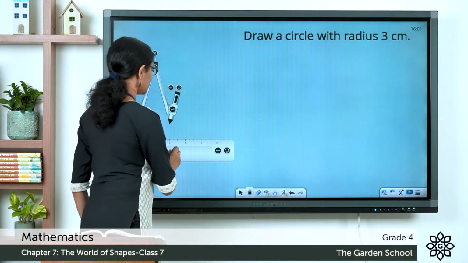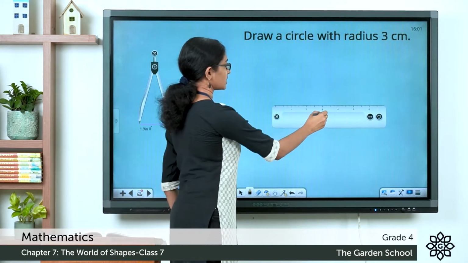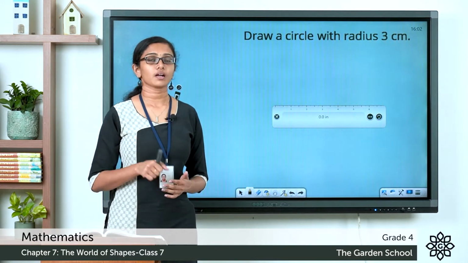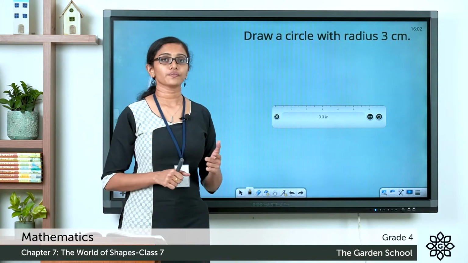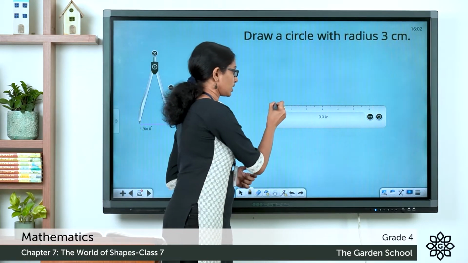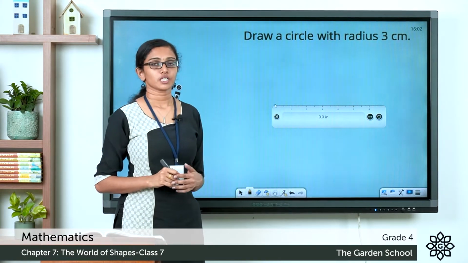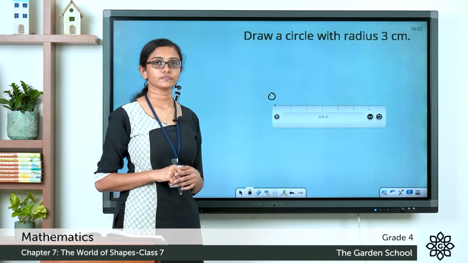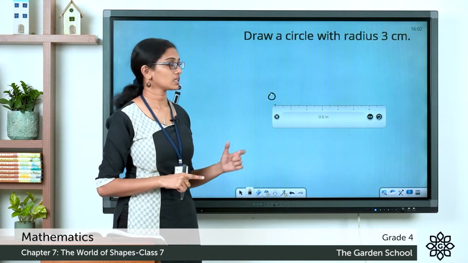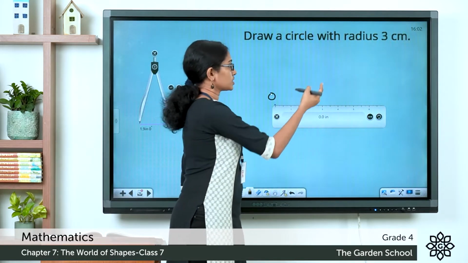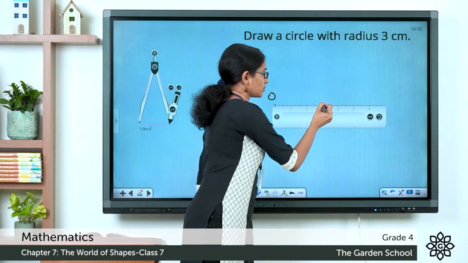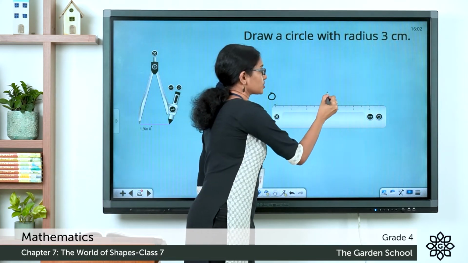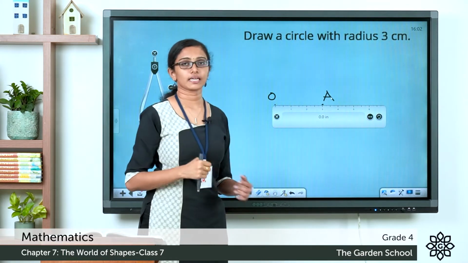So let's take the ruler, place it in your notebook properly. The first step is to put a mark corresponding to the 0 marking of the ruler. So in your notebook, put a mark corresponding to the 0 mark on the ruler and let it be point O. Now you have to measure 3 centimeters with the ruler, which is the radius of the circle. So I am putting a mark at the point where it measures 3 centimeters and I am going to name it A. We can name it anything.